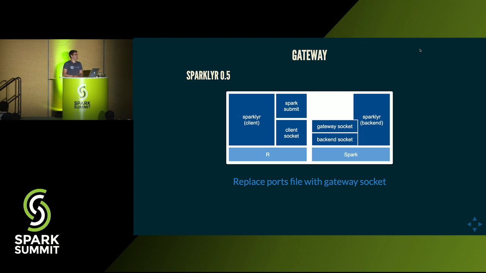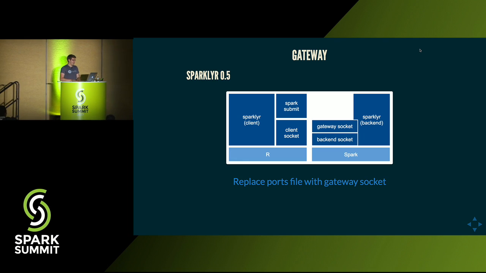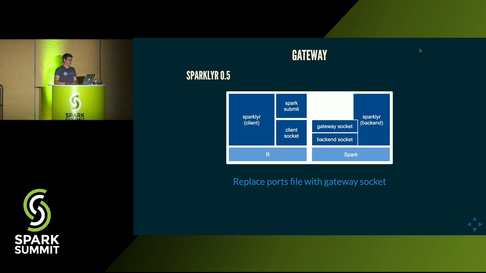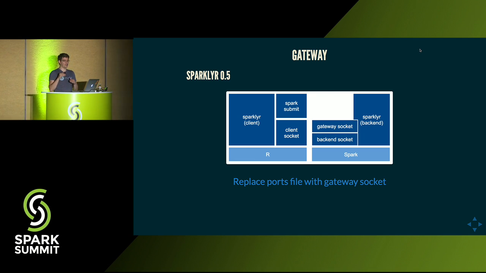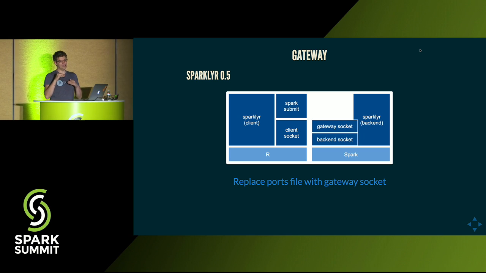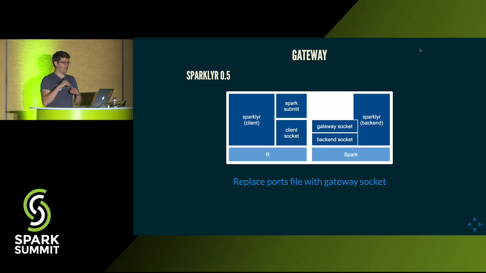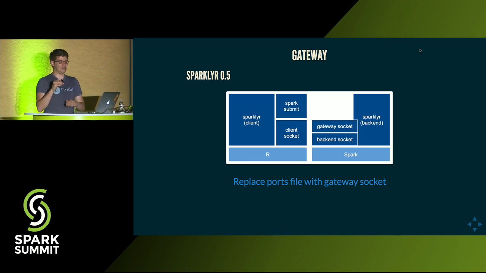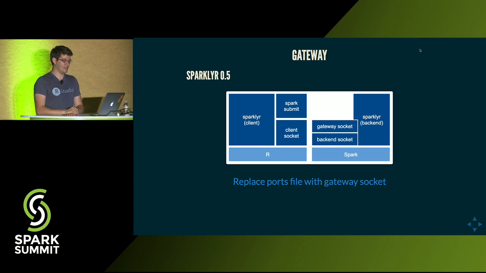As we were talking about, we were covering the changes that we made on Sparklyr 0.5. Just as a quick recap from before the break, we were mentioning that we used to have a ports file. We replaced the ports file with a gateway socket. That gateway socket provides basically a mapping from any R client to the right connection in the backend.